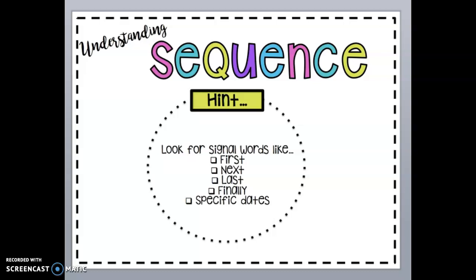Now let's talk about understanding sequence. I kind of already gave you a hint and let you know how sequence works, but here it is for you to see too. You're going to be looking for some signal words in text. So words like first, next, last, finally. And also, sequence of events can happen by using specific dates. Now, as we go through the reading, you'll hear some specific dates, things like first, then, and last to help you understand a text.